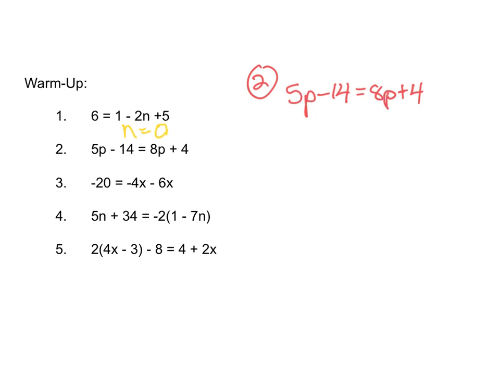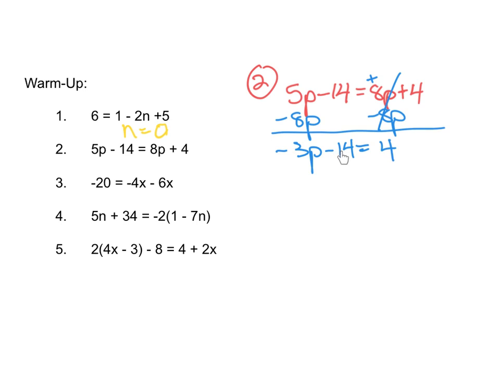So this is a positive 8p. So I'm going to subtract off 8p from both sides. We're going to leave 4 on the right-hand side. Positive and negative p, they make it 0. 5p minus 8p is negative 3p. And then the minus 14.